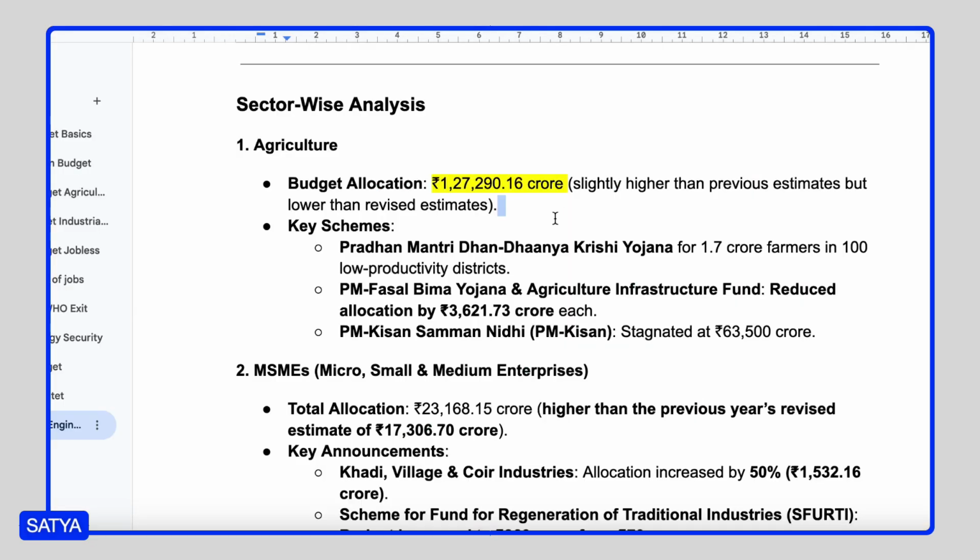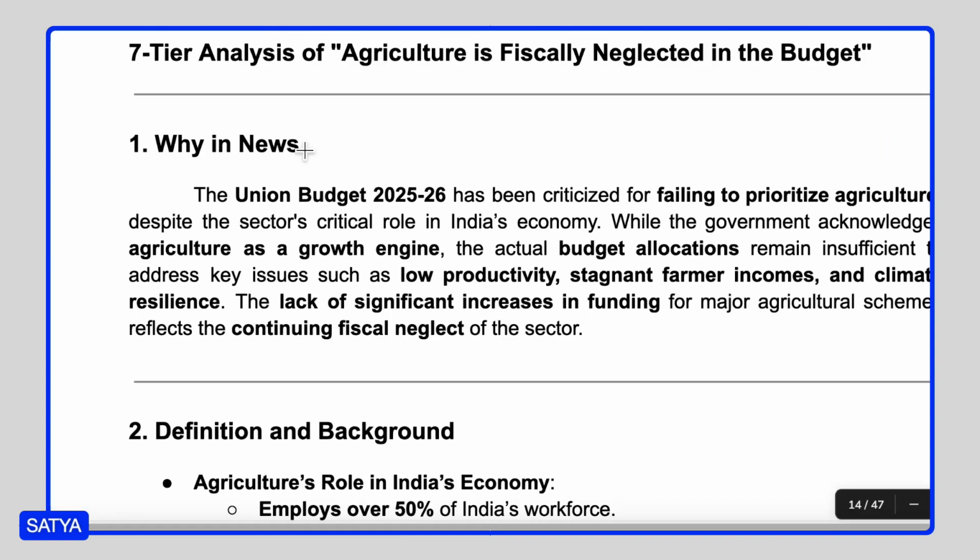If we see the budget allocation for agriculture, it is 1.27 lakh crores, slightly higher than the previous estimates, but lower than the revised estimates. So friends, if you observe the new schemes, we have Pradhan Mantri Dhanya Krishi Yojana, which is similar to the aspirational district program, and we have Fasal Bima Yojana. Here, if you observe, they reduced the allocation. PM Kisan, again, is stagnated at the same allocation of 63,000 crores. So friends, if you come to the 7-tier structure of agriculture.